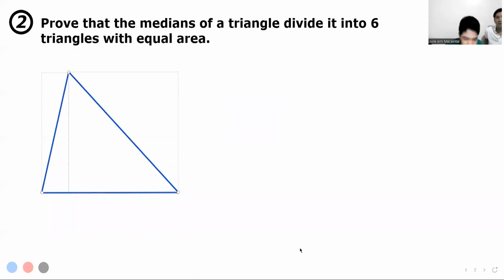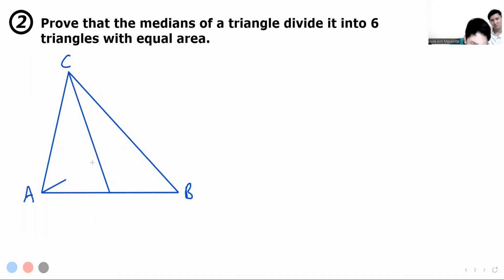So then, number two, prove that the medians of a triangle divide the triangle into six triangles with equal area. Even just by eyeballing, you can already see that they are approximately concurrent. Here, I'm only eyeballing what seems to be the midpoint. This seems to be the midpoint, and that seems to be the midpoint. They are already obviously concurrent.